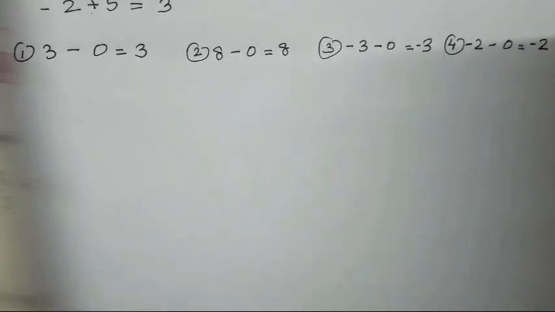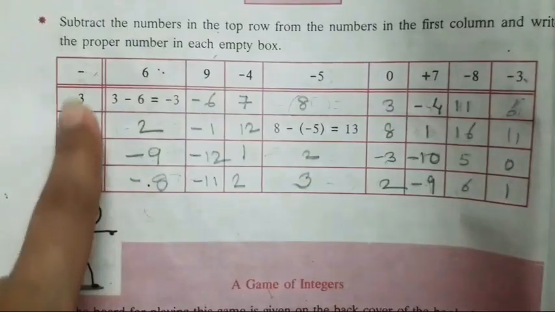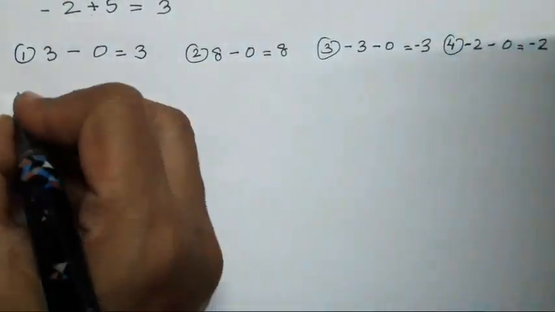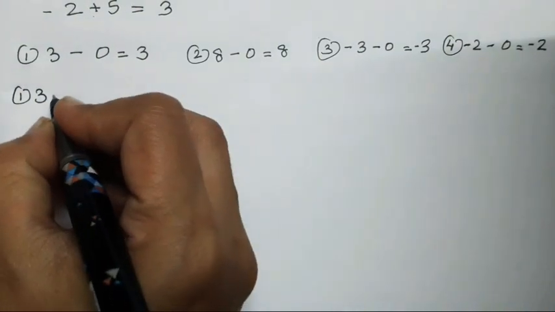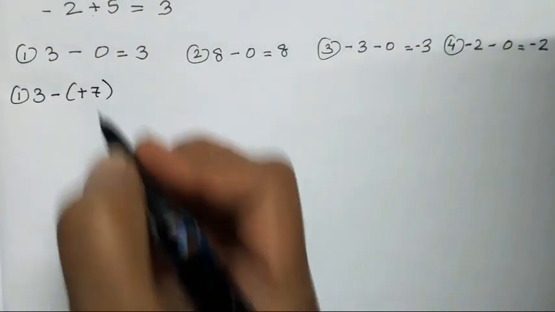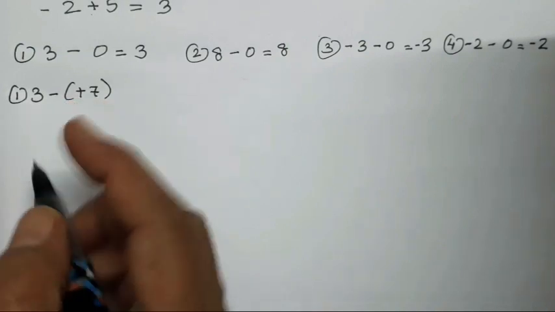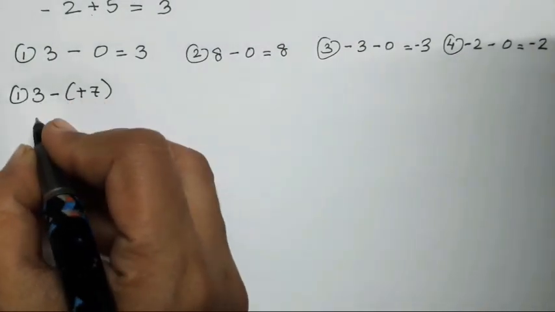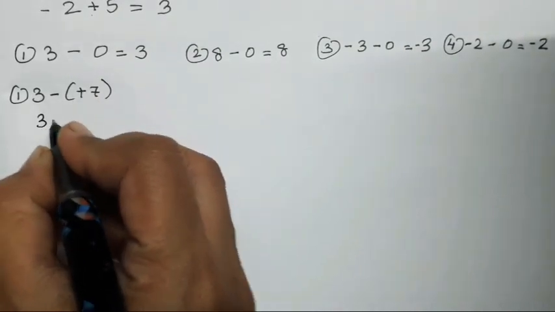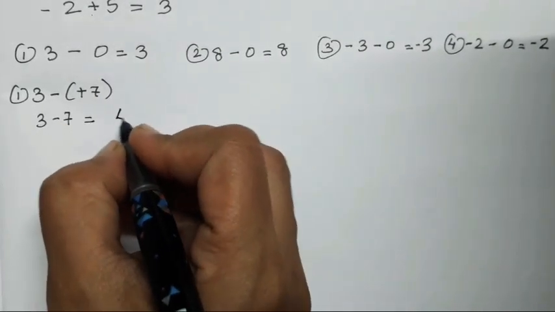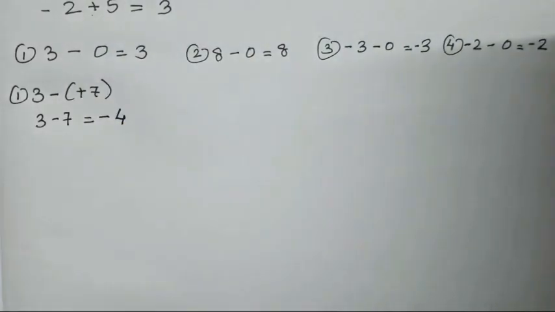Alright, now what number do you have to take? These numbers along with my plus 7. So 3 minus plus 7. Whenever there is a sign along with the integer, you have to put a bracket. So the answer is going to be minus and plus, minus. So 7 minus 3 is going to be 4, sign of the bigger number.